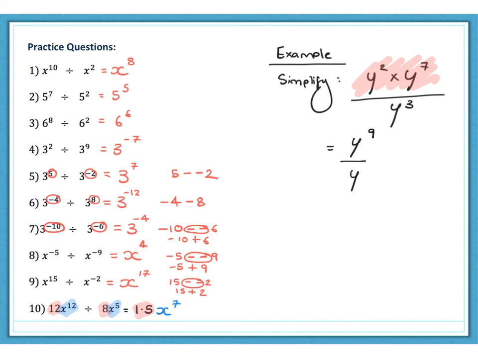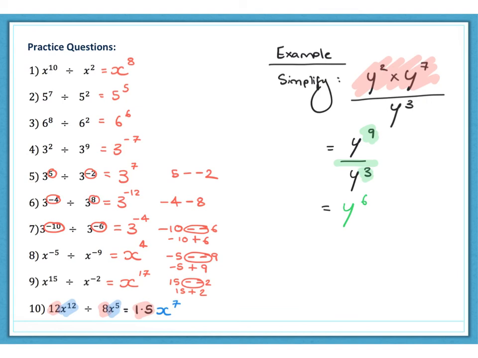We've then got to divide by y cubed. Be very careful, sometimes we make silly mistakes here. Y to the 9 divided by y cubed. You need to subtract your indices, y to the power of 6, to finish off your simplification.